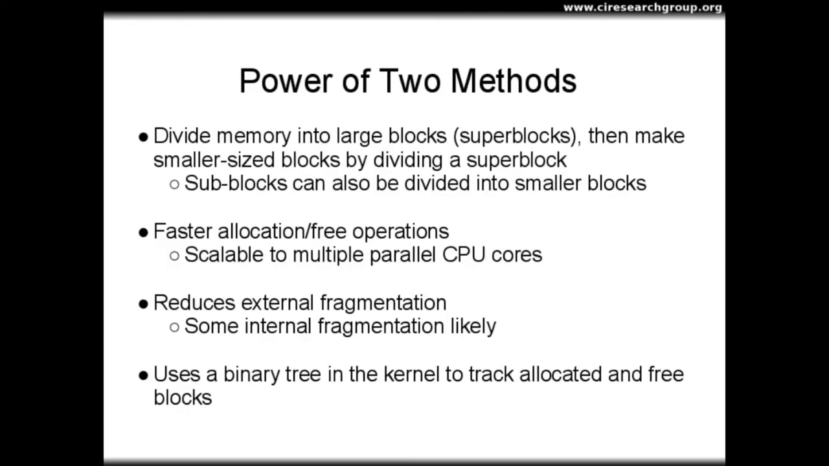Now I want to introduce algorithms that are actually used within OS kernels to perform memory allocations efficiently. These algorithms are called power of two methods, and they work by maintaining information about allocated and free blocks in a binary tree instead of a list. At the top level, memory is divided into large blocks called superblocks. As processes request memory, these superblocks are divided into smaller subblocks from which the memory is allocated. Subblocks can be further divided, creating a hierarchy of block sizes.